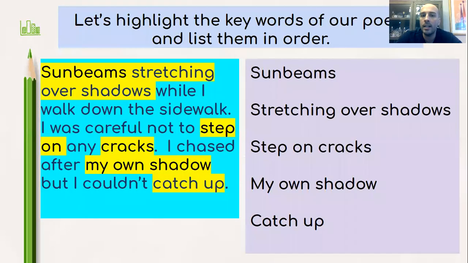So let's go ahead and use one strategy for figuring out how to make line breaks. One thing you can do is go through the poem that you've already written and highlight or circle or underline some key words from the poem. For example, in this poem, I highlighted the words or phrases, sunbeams, stretching over shadows, step on cracks, my own shadow, catch up. Then what I did was I made each of those highlighted words or phrases its own line.